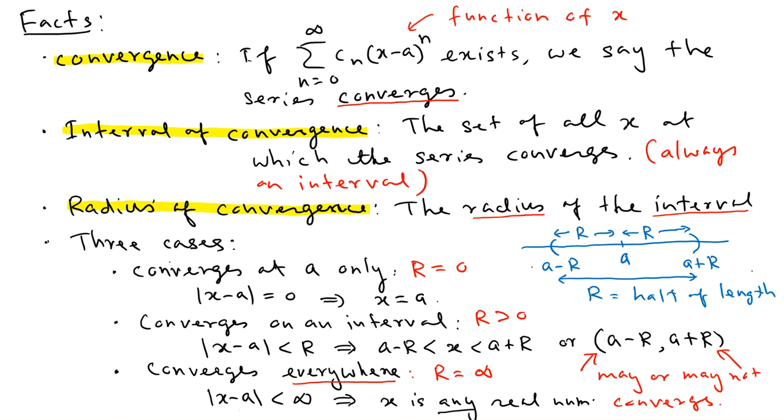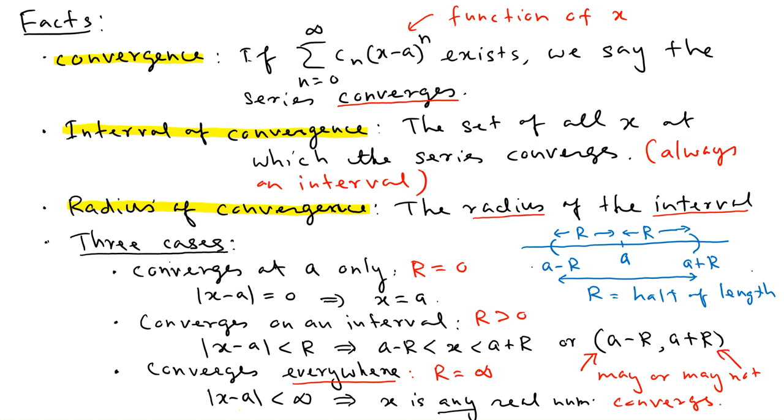At the corners, we normally check whether it's going to converge or not, but we cannot say anything in general for that case. So those are the only three cases. There are no more than that. Those are the only three cases we need to consider for any power series: it's going to converge at A only.